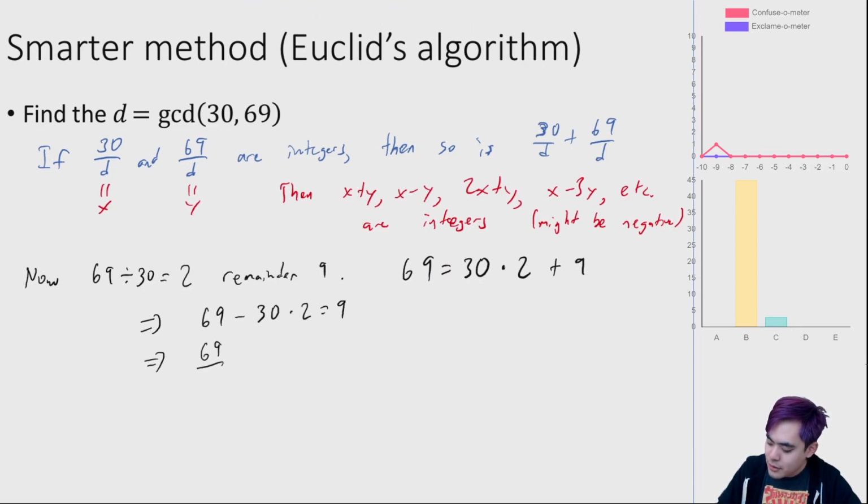But we know that this here is x and that's y. So we know that the left-hand side are integers. So we know that 9 over d is an integer. So d divides 9.